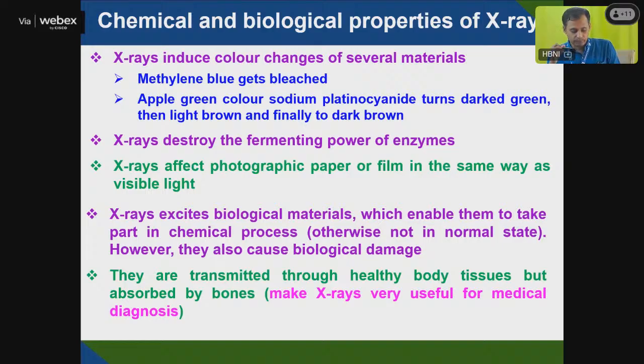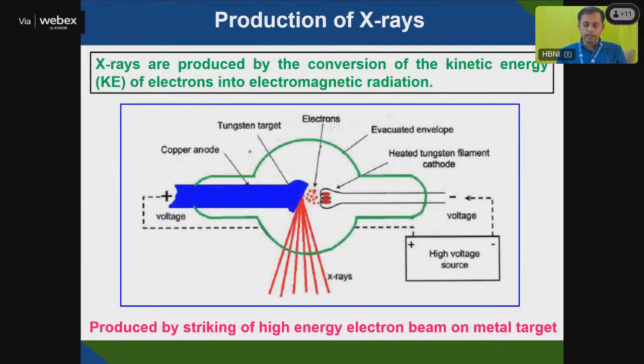The bones are made up of calcium, so there the X-rays are absorbed by the bones. So you'll get an image, and then it will transmit through the tissue. Now if you see how we can produce X-rays, X-rays can be produced by conversion of kinetic energy of an electron into electromagnetic radiation.